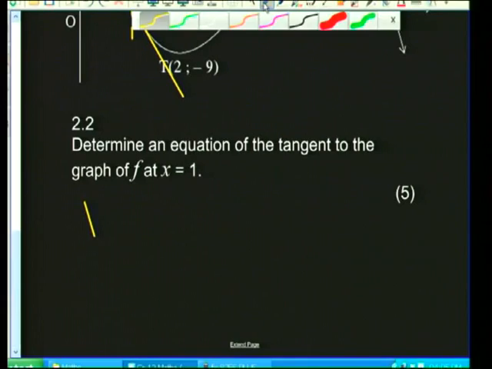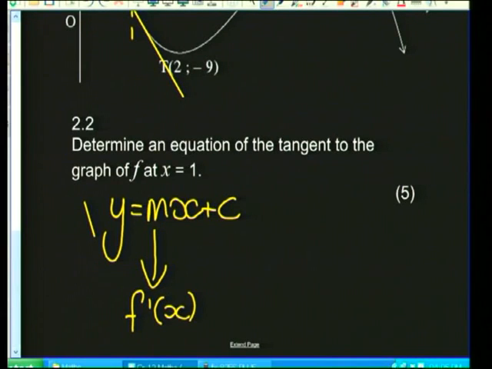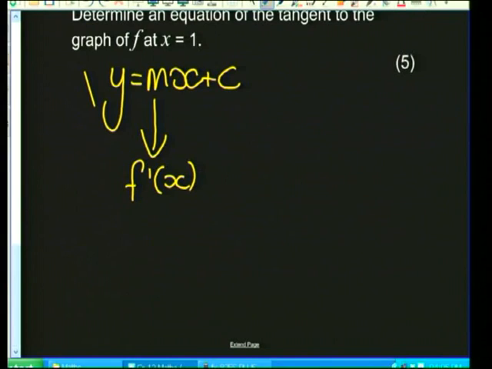Grade 12s, first things first, when we are working out the equation of a tangent, we are working with a straight line graph. We are working with the equation y equals mx plus c. And let's go back to the very first thing we said about what a derivative is. A derivative is the gradient of your tangent. So to calculate the gradient of my tangent, what we are going to need is the derivative. Let's work out what the derivative of my function is going to be.